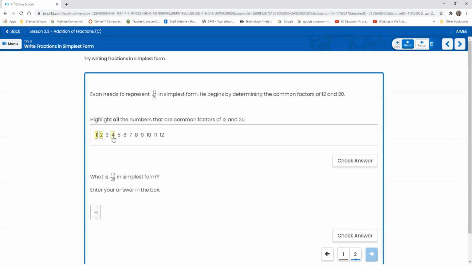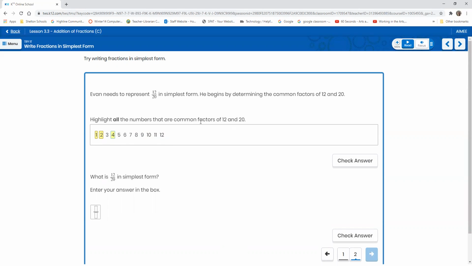Can 12 be divided by 4? Yes. Can 20 be divided evenly by 4? Yes. 20 divided by 4 is 5. So that is a common factor. Can 12 be divided by 5 evenly? Nope. So I know that's not going to be a common factor. Can 12 be divided by 6 evenly? Yes, 12 can. Can 20 be divided by 6 evenly? Nope. It's going to have a remainder if I do that. And I know that 7, 8, 9, 10, 11, and 12 do not evenly go into the number 12. So I know that those are not common factors.